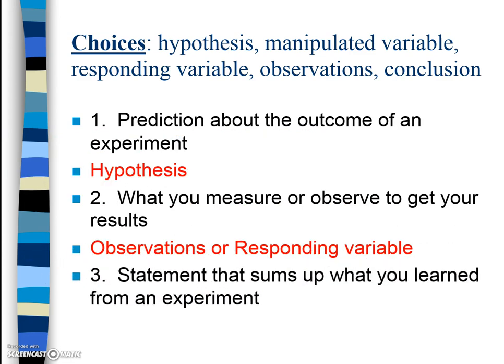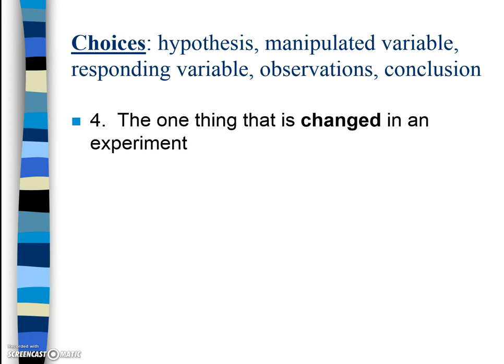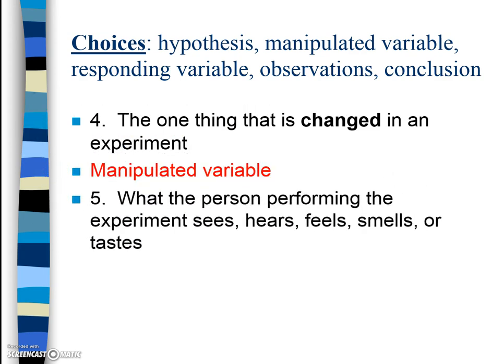Number 3, statement that sums up what you learned from an experiment. This one was an easy one. That is your conclusion. A couple more. The one thing that is changed in an experiment. So what are you, in fact, changing? That would be the manipulated variable or independent variable. What the person performing the experiment sees, hears, feels, smells, or tastes, and this one's easy too, your observations. And hopefully you got a feel for all that.